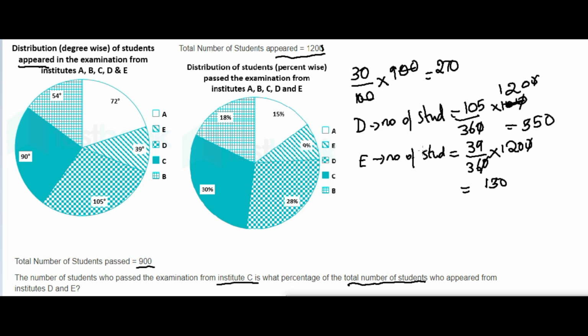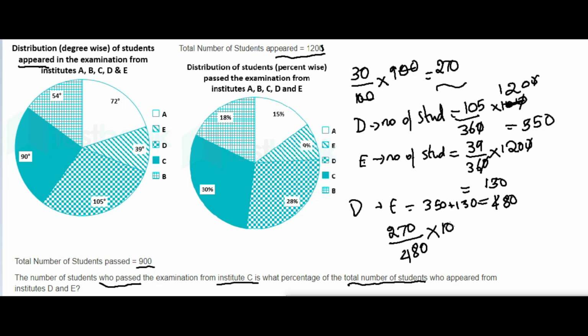Okay. Now we have to add D and E, because listen here, the total number of students who appeared from D and E. So you have to add D plus E, which is equal to 350 plus 130, which is equal to 480. Is it right? So what the question means is the number of students from institute C, that means pass students, as what percentage? The number of pass students from C is 270. Is it right? 270 pass students divided by the total number of D and E, 480. The percentage you have to find, that is into 100.